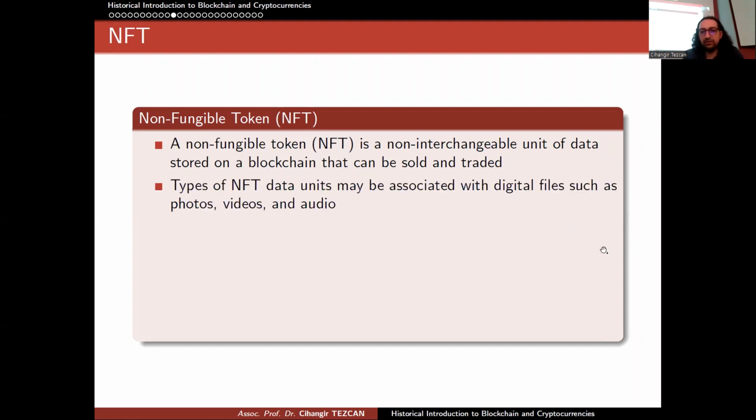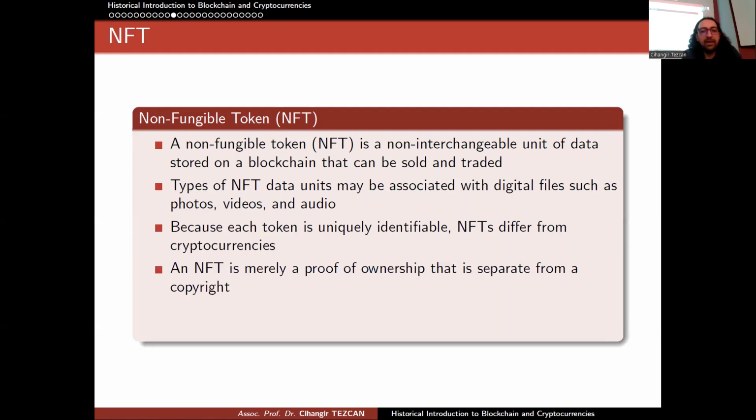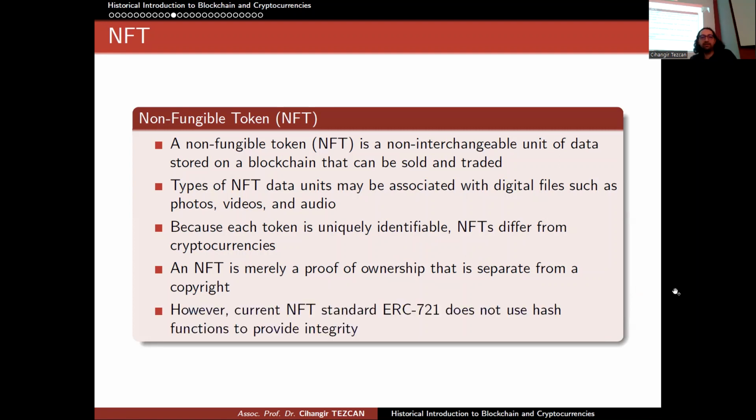Types of NFT data units may be associated with digital files such as photos, videos, and audio. Because each token is uniquely identifiable, NFTs differ from cryptocurrencies. An NFT is merely a proof of ownership that is separate from a copyright. This is important. Some people think that when they buy an NFT, they bought the copyright, but they actually obtain a proof of ownership. This is a contract between you and the designer of that NFT. You both agree that you are the owner of that NFT, and that's it. This is something different from copyright.